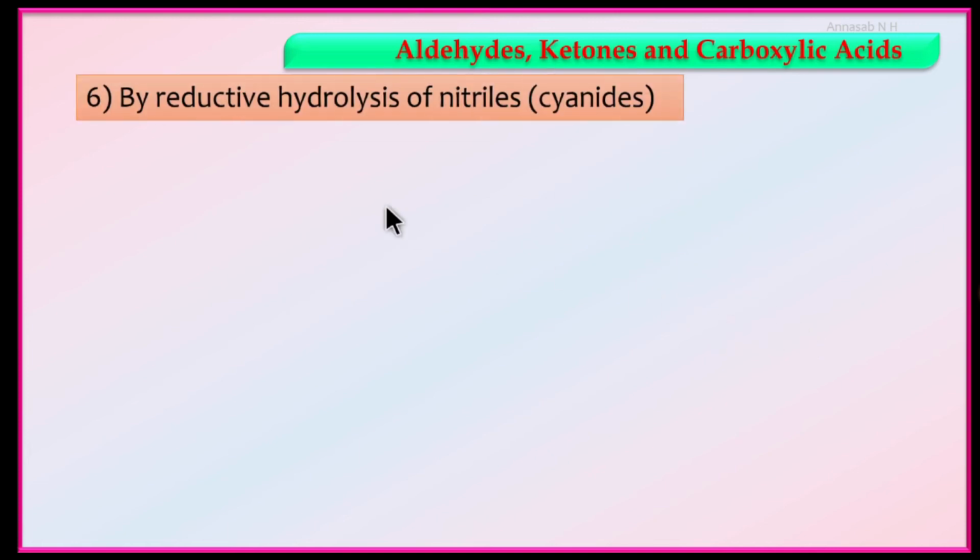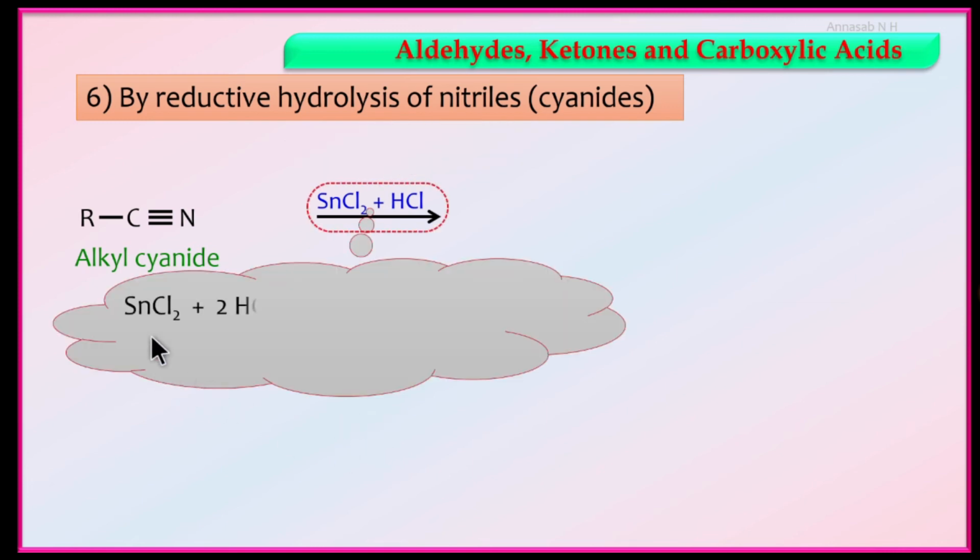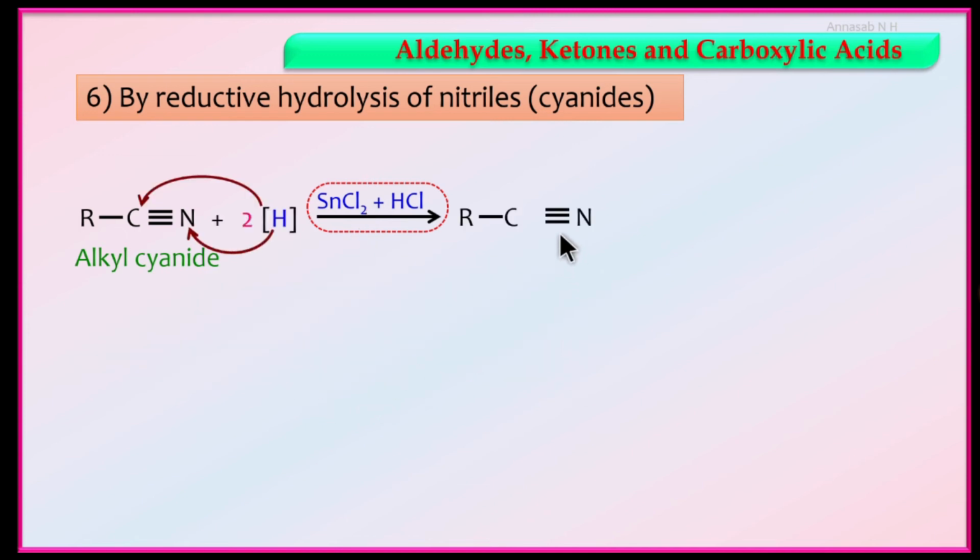Next process, reductive hydrolysis of nitriles or cyanides, RC triple bond N, alkyl cyanide or alkyl nitriles. This alkyl cyanide undergoes reaction with stannous chloride in presence of HCl, which is going to form aldehyde as a product. But the reaction between SnCl2 and HCl you can understand like this. SnCl2 reacts with HCl to form SnCl4, adding hydrogen on either side of the triple bond, which leads to the formation of RCH double bond NH dot HCl. This RCH double bond NH is known as imine.